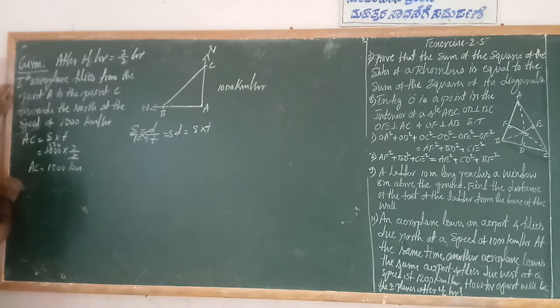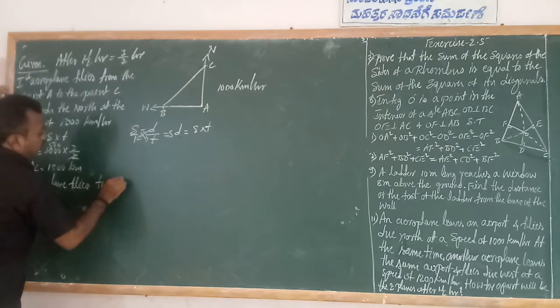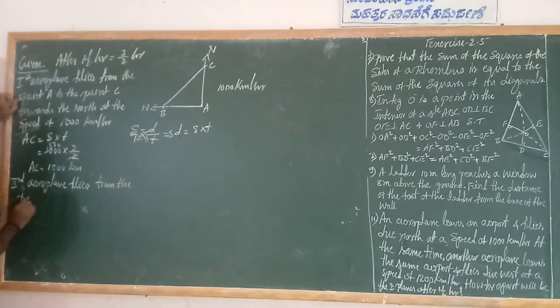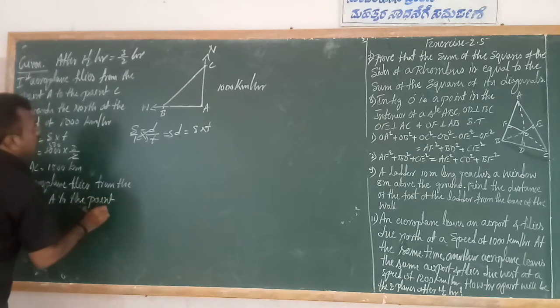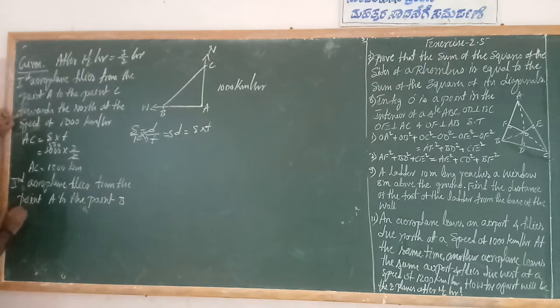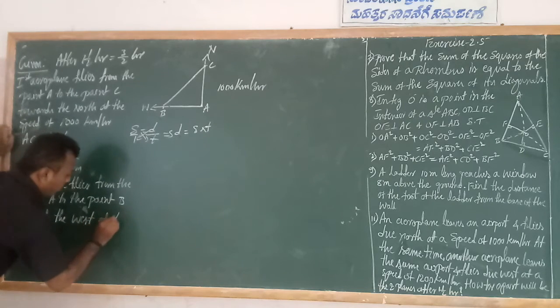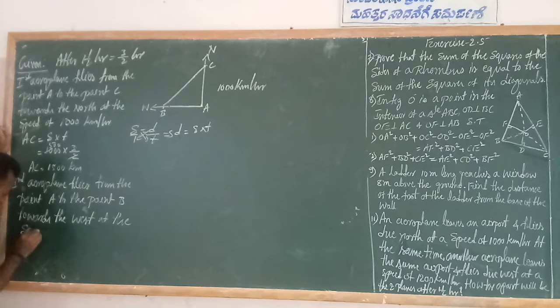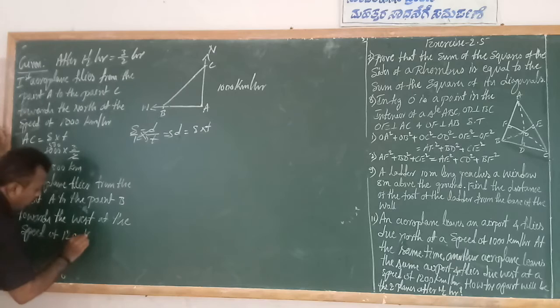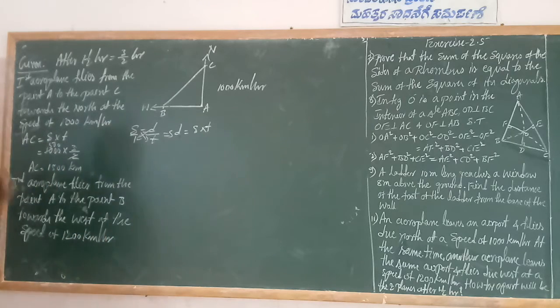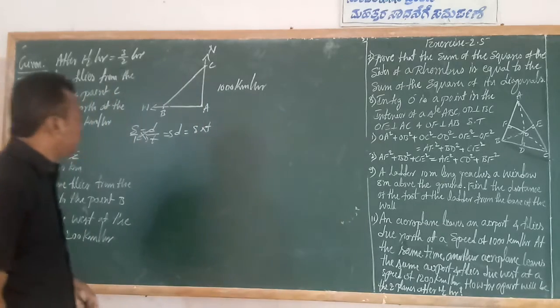Like that, the second aeroplane flies from the point A to the point B, towards the west side, at the speed of 1200 kilometers per hour.